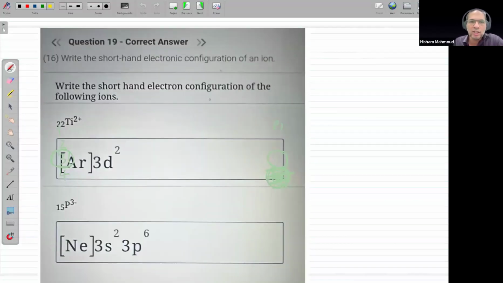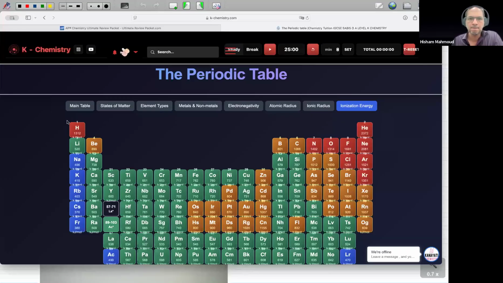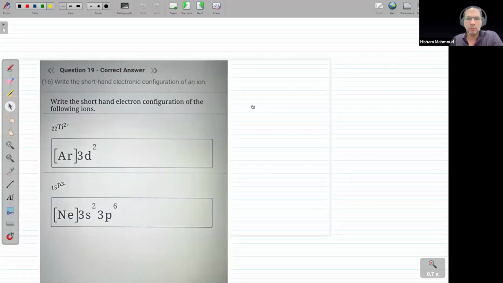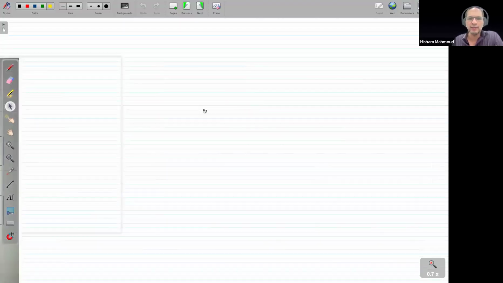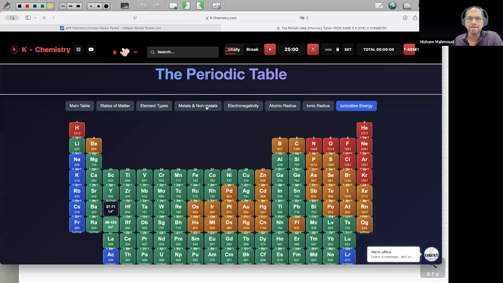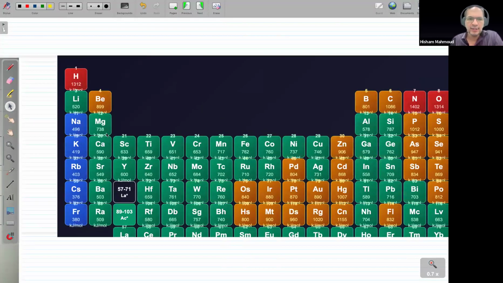Write the shorthand electronic configuration of the following ions. Let's do this as fast as we can. Every time you say fast and you are slow. Titanium. Let's go titanium. And it's not normal titanium, it's titanium 2 plus, so an ion of titanium.